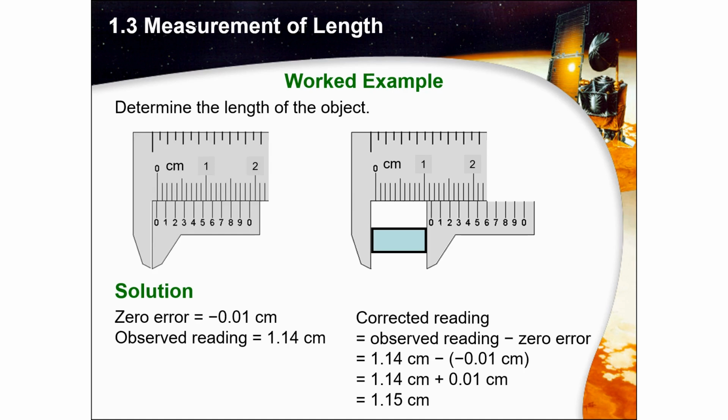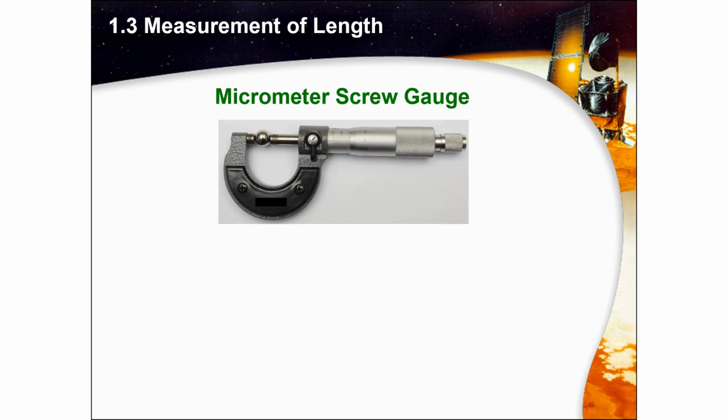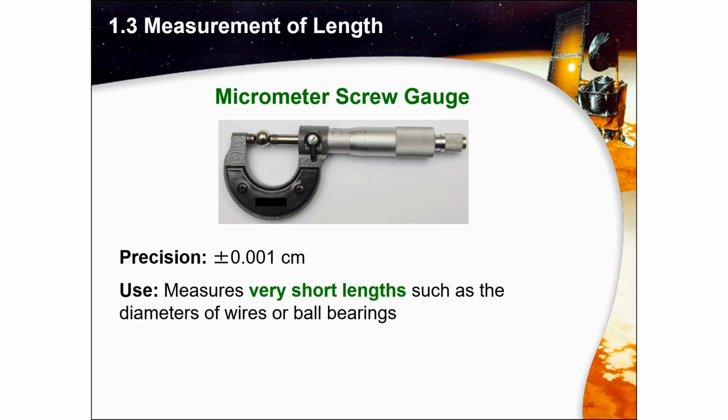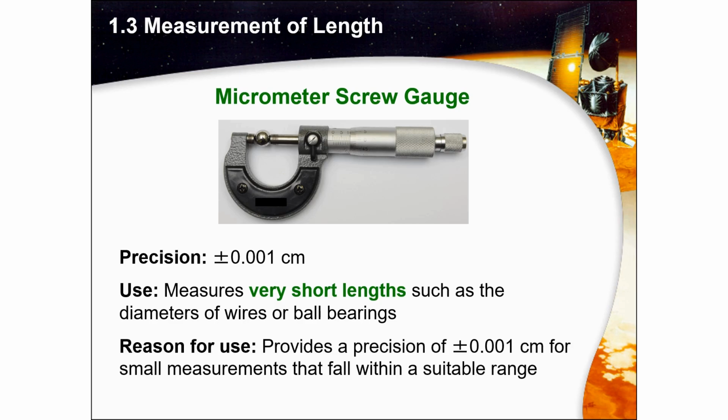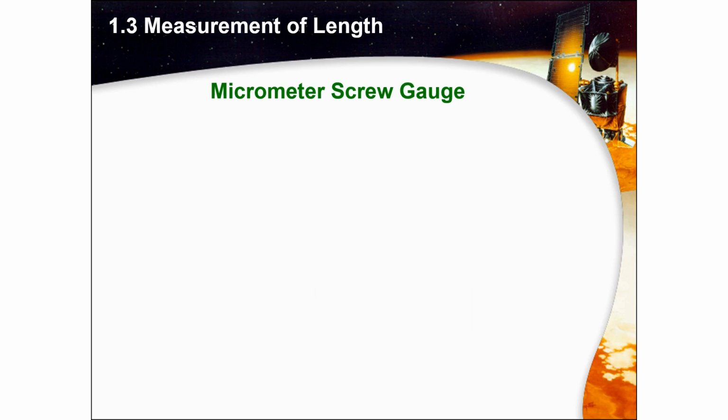To study how to measure length using the micrometer screw gauge. For this one, we are going to have a precision up to approximately 0.001 centimeter. The usage of the micrometer screw gauge is to measure very short lengths, such as the diameters of wires or ball bearings. The reason for use is that it can provide a precision of approximately 0.001 centimeter for small measurements that fall within a suitable range.